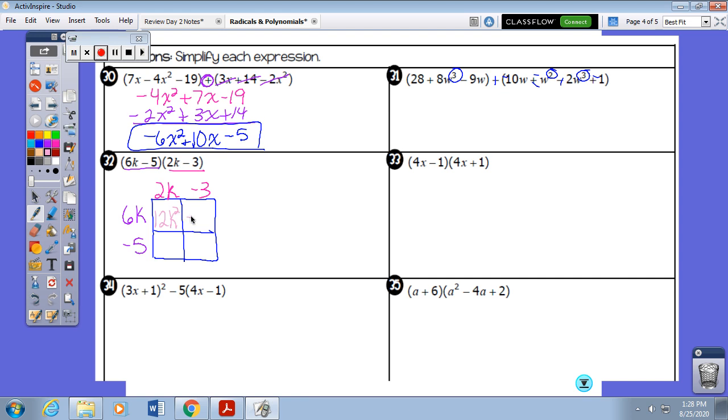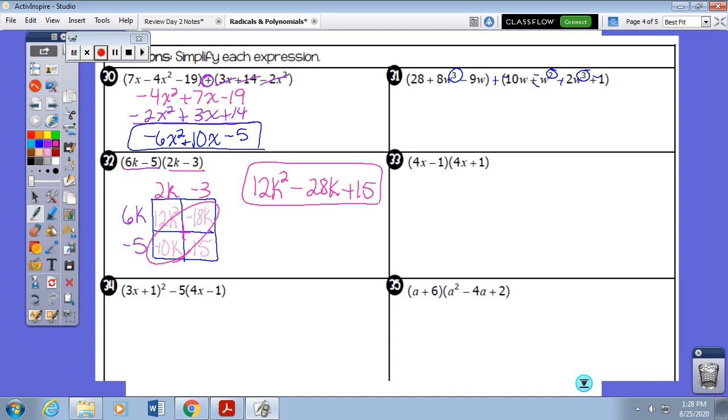6 times negative 3 is negative 18k, don't forget your k. 2 times 5 is 10, it's a negative 10k. Negative 5 times negative 3 is a positive 15. And then you end up adding these two. There's a plus here, so you add these two. So I bring it out. I get 12k squared. Negative 18 and negative 10 is negative 28, so minus 28k. Plus 15.